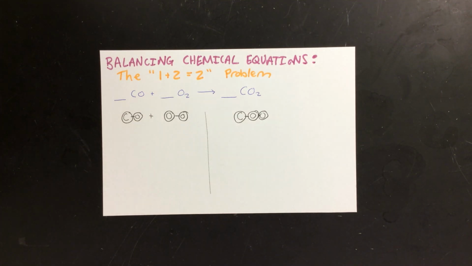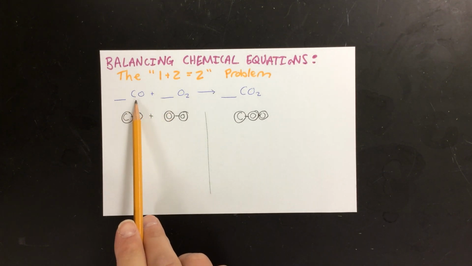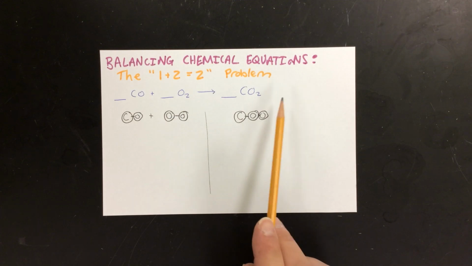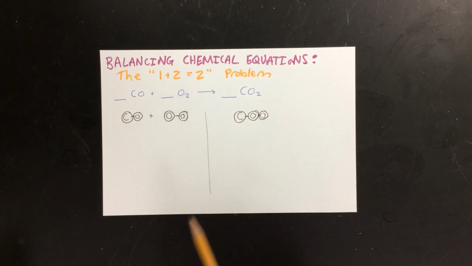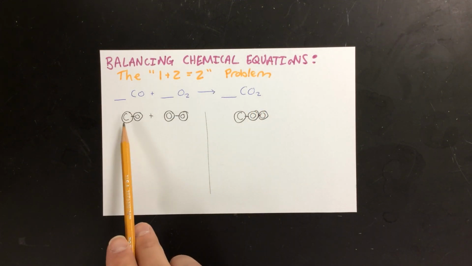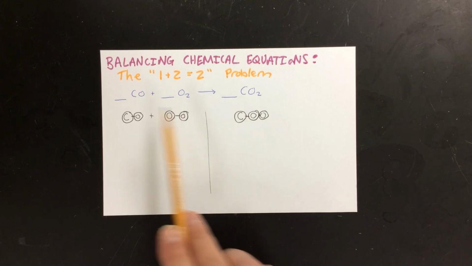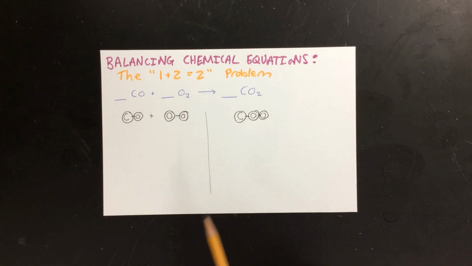Hi. This is one other challenging thing that we're going to learn about when balancing chemical equations, what I call the 1 + 2 = 2 problem. So let's take a look at this example. We have CO plus O2 gives you CO2. There's only two elements, and you notice the carbon is in two places, whereas the oxygen is in all three.